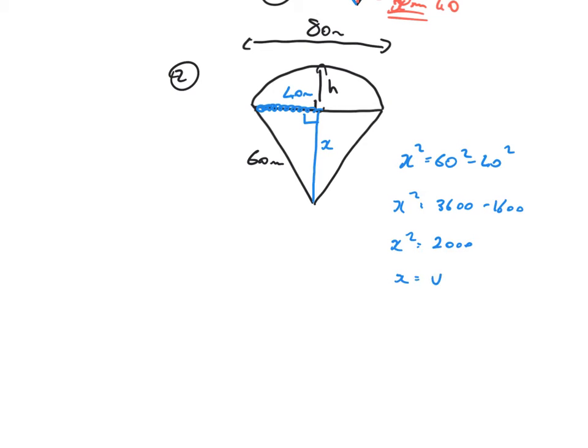That's a calculator question this time, so the square root of 2,000, and I'll round that to one decimal place. And that is 44.7 metres. Now, I know that this length here is the radius, 60 metres. So to get h, it's going to be the 60 take away the 44.7, which is 15.3 metres, final answer. Okay, we're going to try one more, example 3.